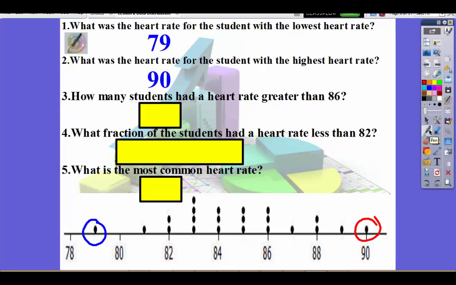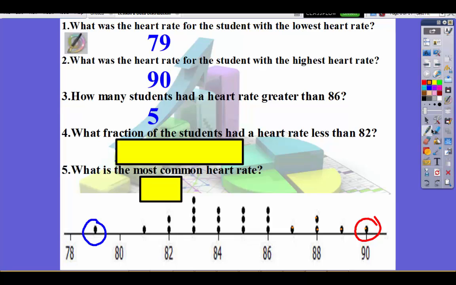How many students had a heart rate greater than 86? So this is asking just for 86, it's saying greater. So it's not 86, it doesn't say greater than or equal to, just greater. So that's 1, 2, 3, 4, 5. So I have 5 that have a greater heart rate.